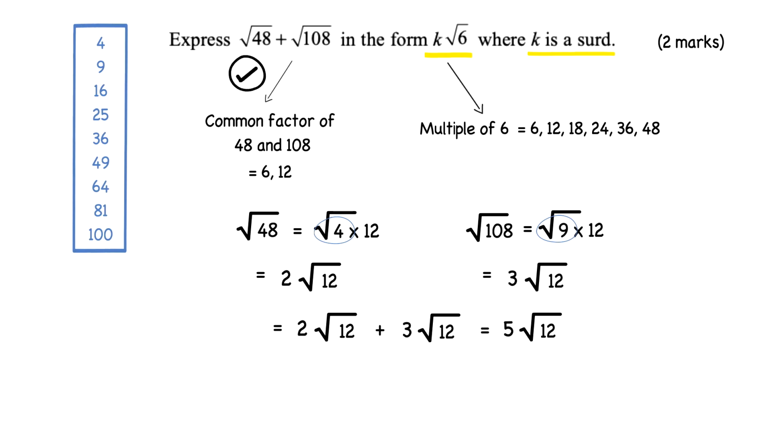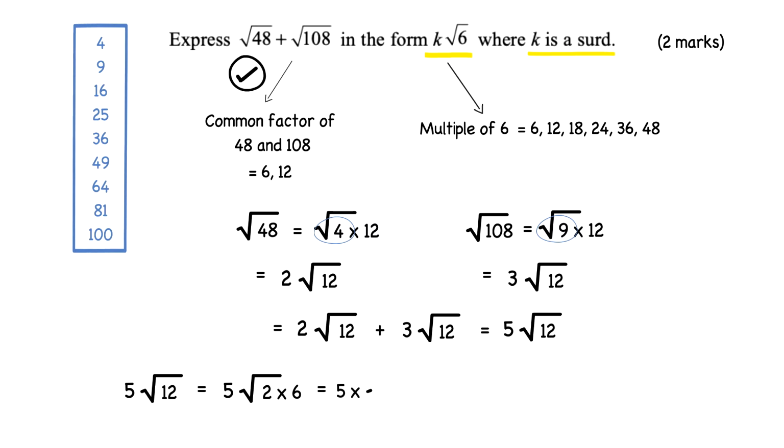We've now completed the first part of the question because we've added root 48 and root 108 together. But in order to get the second mark, we need to make sure that this answer is in the form k root 6, where k is a surd. We're going to do this by first of all splitting that 12 into a 6 and a 2.